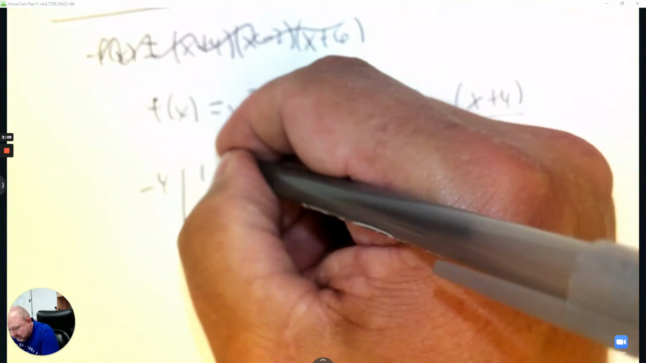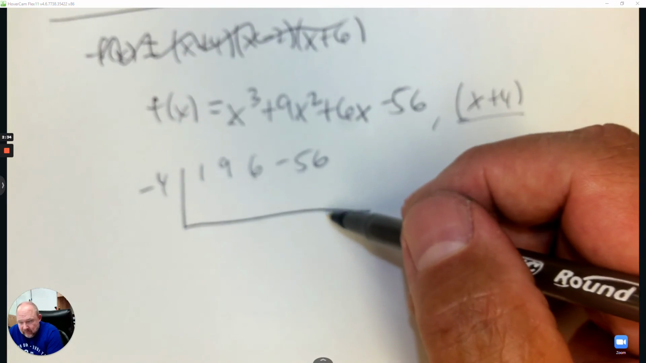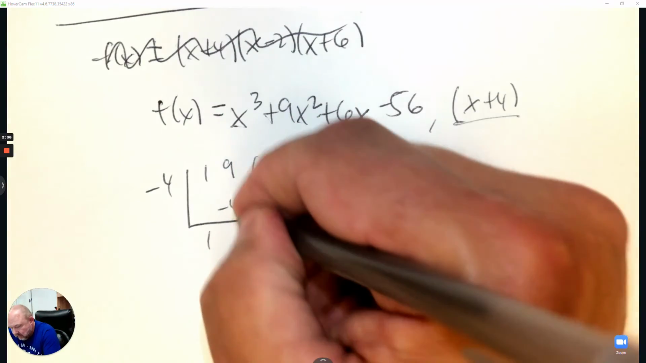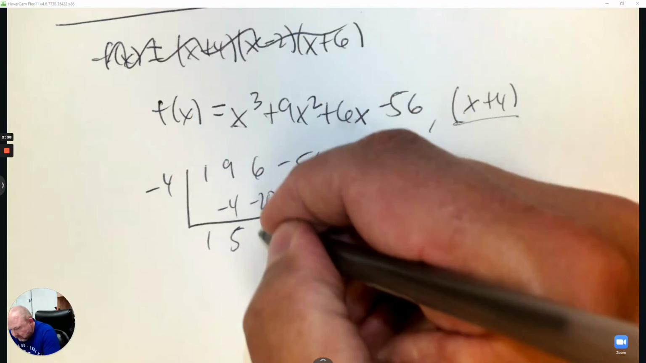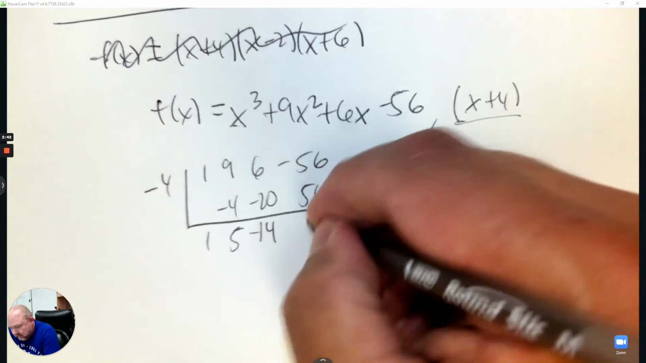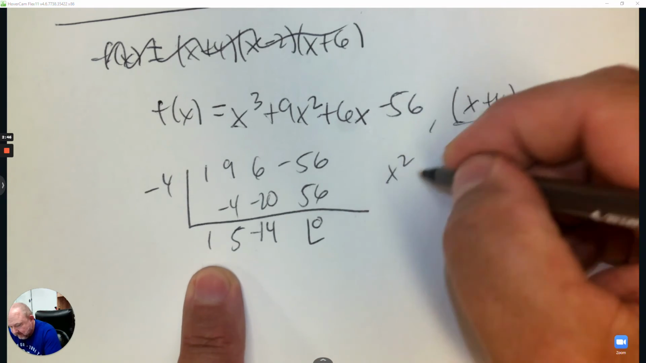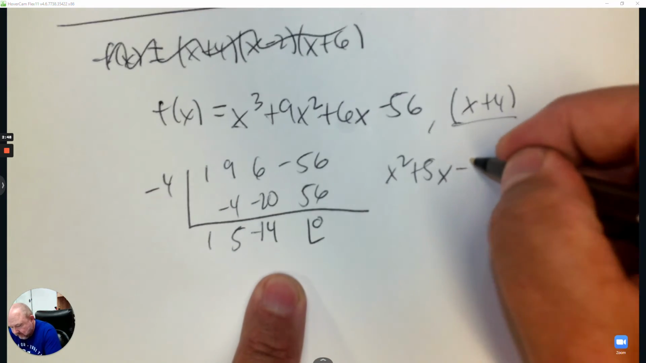That's 1, that's 9, that's 6, that's negative 56. Be careful. If there's a missing power, again, you need to put a 0 in there. And then do the work across. You know if you did it right if the remainder at the end is 0. What I'm left with is x squared plus 5x minus 14.